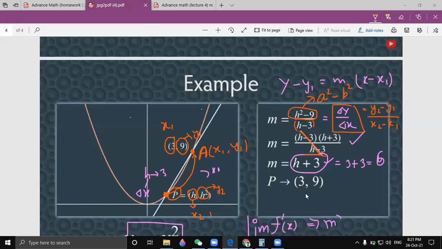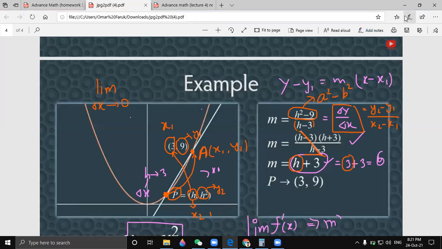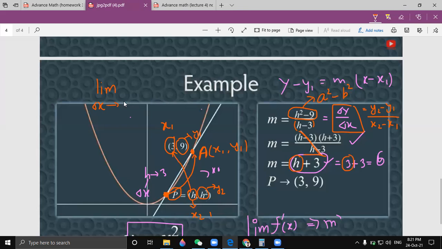And in this h plus 3, now we have to plug in the value of h. We already know that h is approaching 3, that means here h will be 3. Like when we write limit del x tends to 0, or del x tends to something like 2, that means we just plug the value 2 into our function. Do you remember?